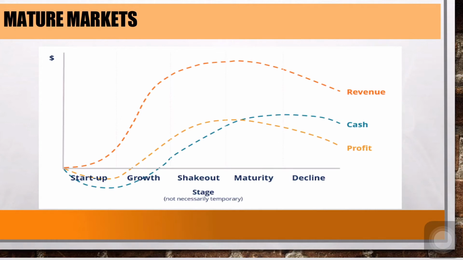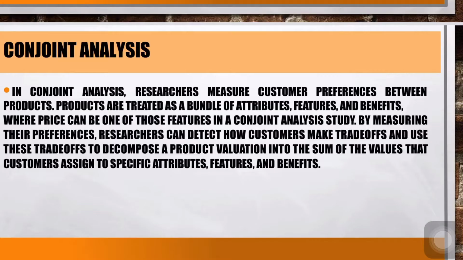A mature market is the stage where the rate of growth slows, perhaps to zero. Because there is little growth, companies in the industry end up with excess inventory or capacity. This can often lead to pressure on profits as companies discount prices to get rid of their excess capacity. Conjoint analysis. In conjoint analysis, researchers measure customer preferences between products.